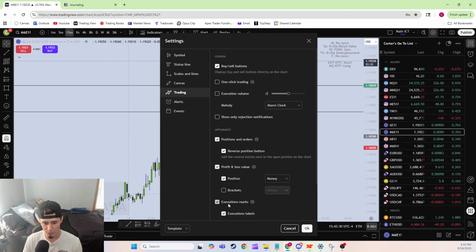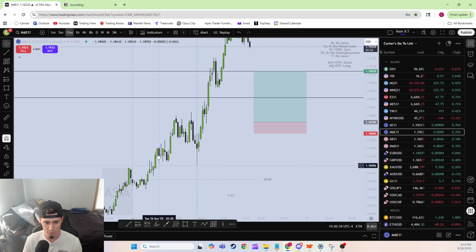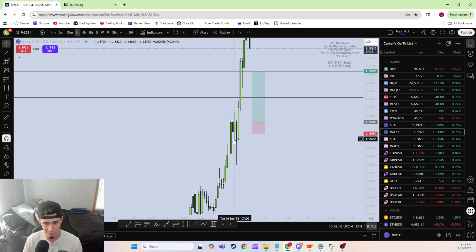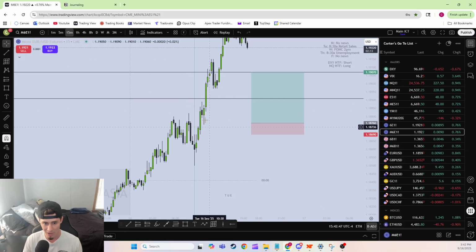Every single thing about this is unbelievably beautiful. From the 8:30 news manipulation, sweeping sell side liquidity, respecting the bullish fair value gap, respecting the 1 hour bullish fair value gap that we have right here, and creating this inverse fair value gap, continuing our displacement, closing above this swing high, retracing down into this fair value gap, and delivering a strong close on the 1 hour chart.